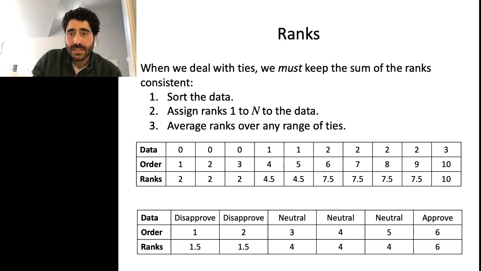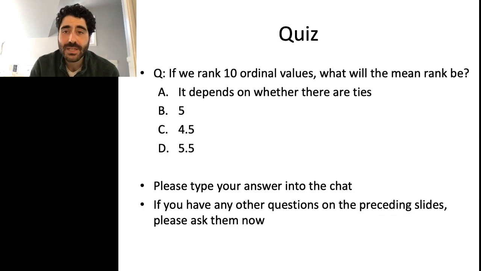Okay, we're going to have a pause here for a quiz. Please type in the chat what you think the answer is. The question is, if we have 10 ordinal values, what will the mean rank of these 10 values be? Also, if you have any other questions about the previous section, now would be a good time to ask, and I can go back and answer any questions.